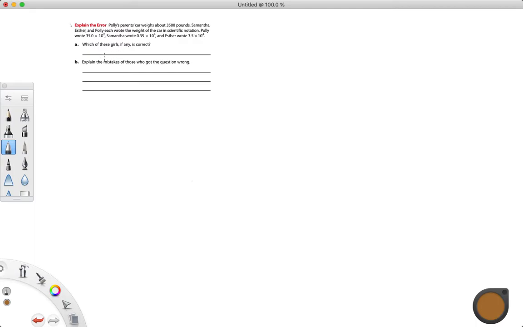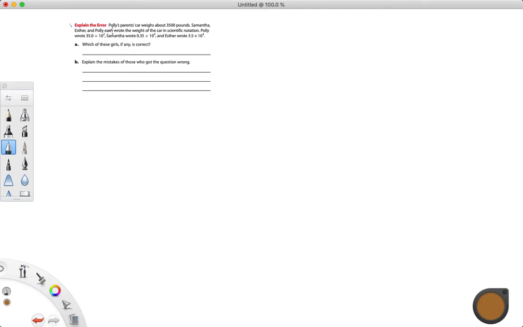We're just going to do one more example real quick. Polly's parents' car weighs about 3,500 pounds. They know that because Polly and her friends, Samantha, Esther, and Polly, got together and each lifted a third of it, and they estimated it to be about 3,500 pounds. Which means they were all lifting more than 1,100 pounds. That's pretty good. They're strong girls.